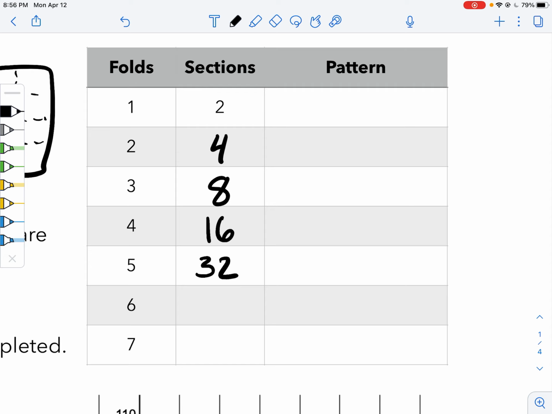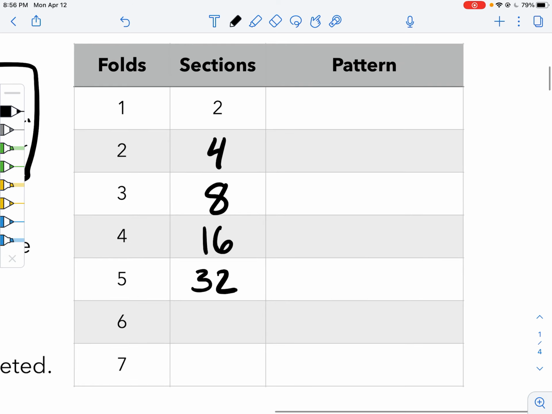And after that, the paper gets kind of thick and hard to fold, but if you manage to do it, there would be 64 sections. And then even then, there'd be 128. And I think it's been proven impossible to fold beyond that. Anyway, what's the pattern? Well, the first time you folded, it's just 2.